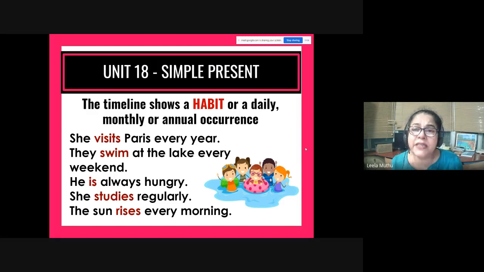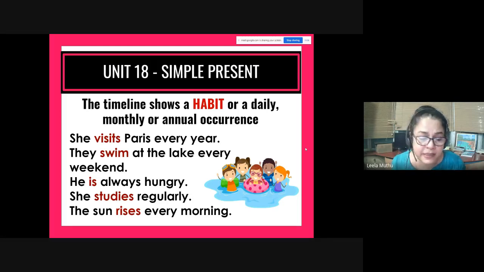He is always hungry. So he was hungry 5 days back. He was hungry 4 days back. He's hungry now. He will be hungry in another 4 or 5 days, or in a few hours. So he is always hungry. The word always shows that it's a habit. So we'll say is. Okay?